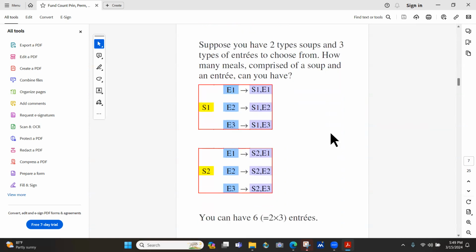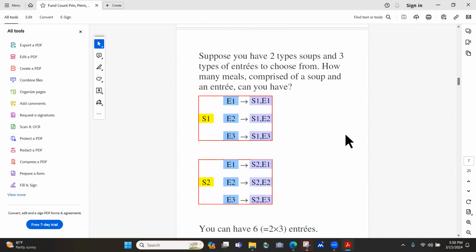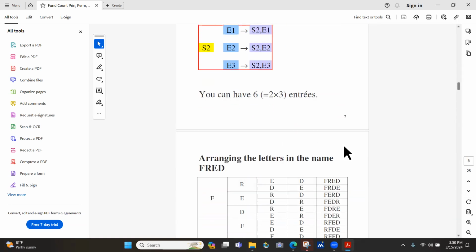It's a little repetitive. It works for more than 3 cases. We're talking about shirts and pants. If you have shoes, hats, you can use the same principle. So this one is you have 2 types of soups and 3 types of entrees to choose from. First, how many meals can you have? Soup 1 can be in 3 meals. Soup 2 can also be in 3 different meals. So the answer is 3 times 2, 6.